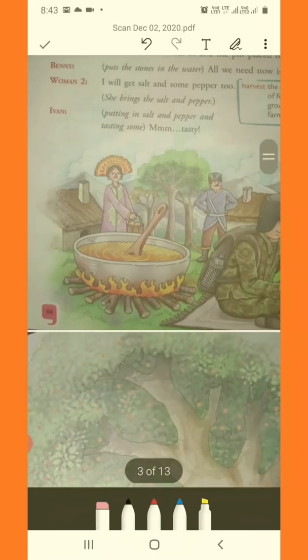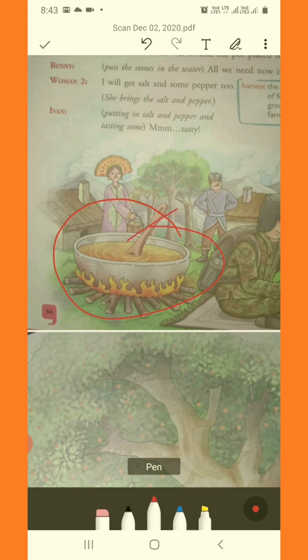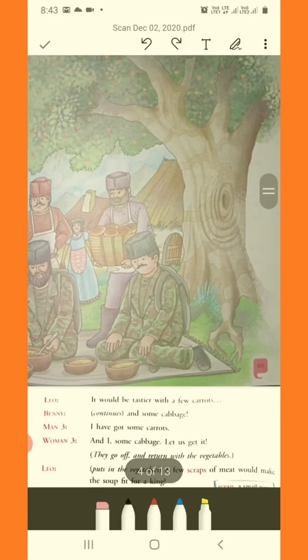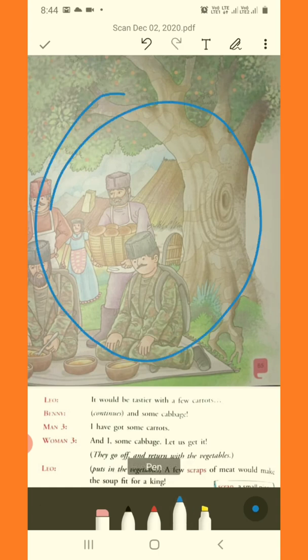See, this is the setup. A big pot, water is boiled with firewood and all. And then this man here, the soldier. Let's continue. So see, in the second picture, what we observe is the preparation is going on. Clear.